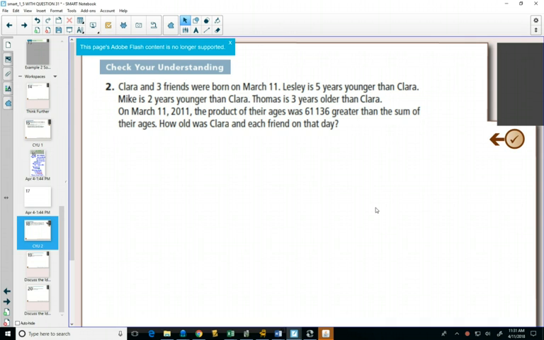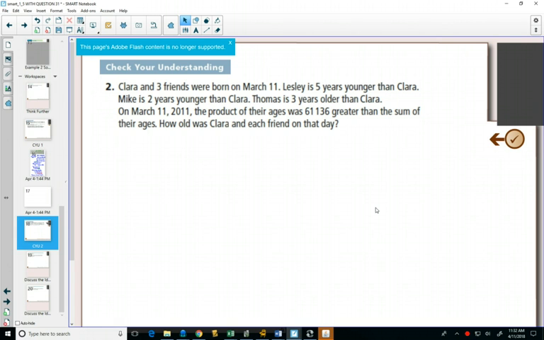This second word problem is an example of the most unrealistic word problem you could make up just to do math. Okay, like read this. Clara and 3 friends were born on March 11th. Okay, very probable. Leslie is 5 years younger than Clara. Mike is 2 years younger than Clara, and Thomas is 3 years older than Clara.